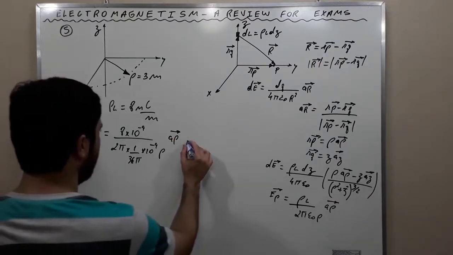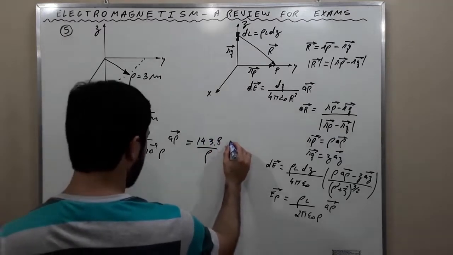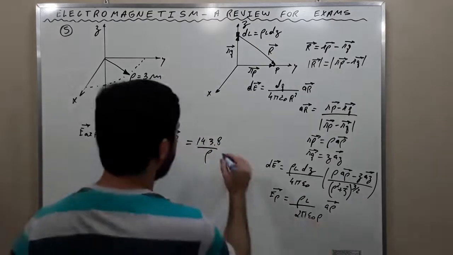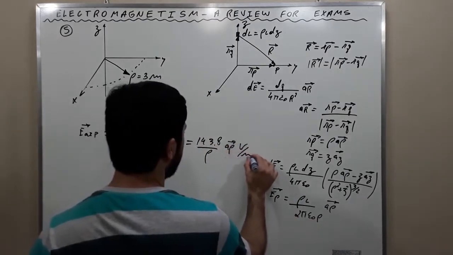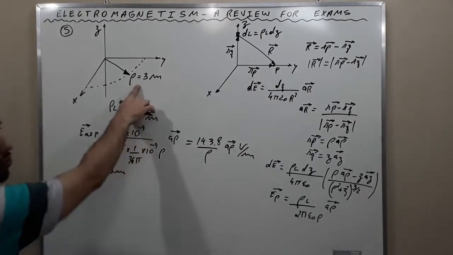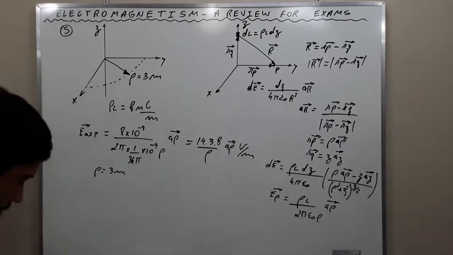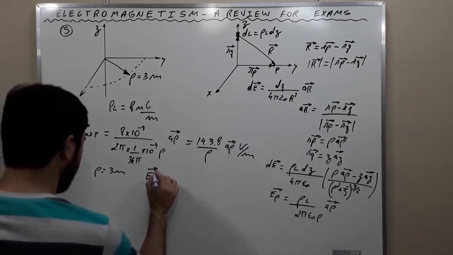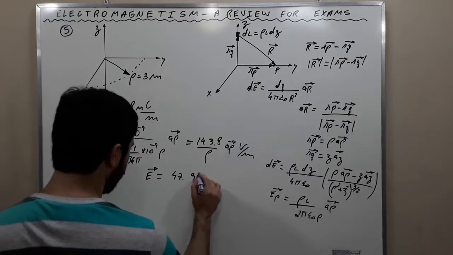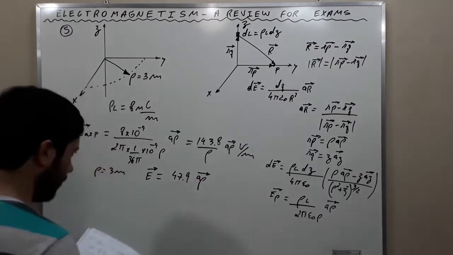And it is going to be 143.8 over rho in the A rho direction, volts per meter. And by using that rho is equal to 3 meters, because we want to measure the field 3 meters away from the line of charge, we find that the electric field is equal to 47.9 in the A rho direction, volts per meter.